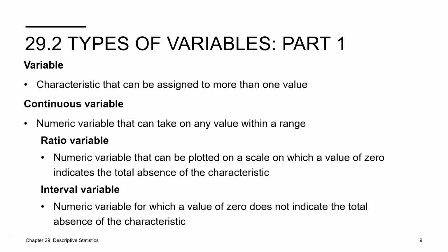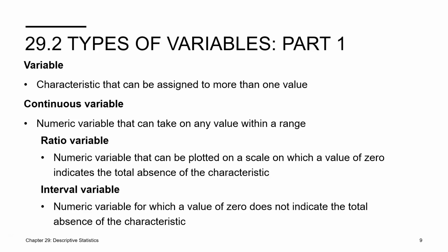So what are variables? Section 29.2 covers the different types of variables. A variable is a characteristic that can be assigned one or more values. So if it is sex assigned at birth, you may have 1 equals male, 2 equals female. If it's an age, it could be an age category, say 18 to 22, 22 to 25, or it could just be the number.